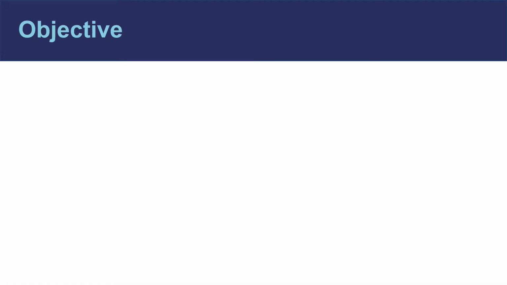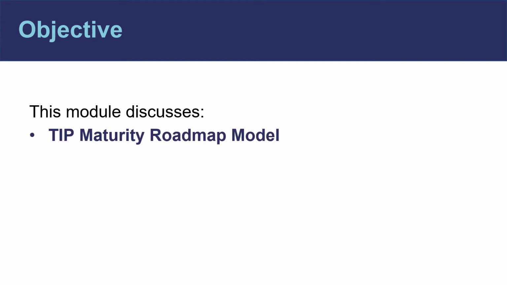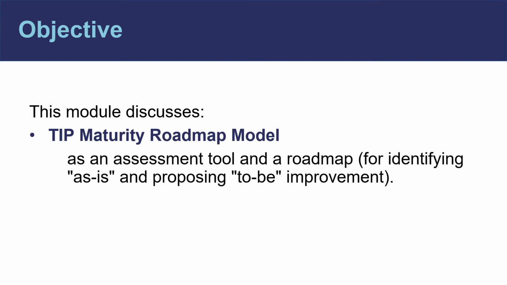In this module, we will be describing in more detail how the maturity roadmap model, first introduced in Module 2, can be applied to augment our understanding of TIP development, and how the maturity of a TIP can be improved to more sustainably deliver higher quality content.